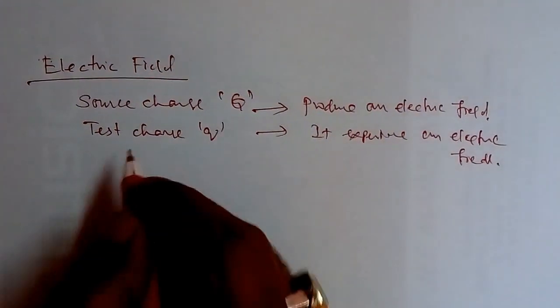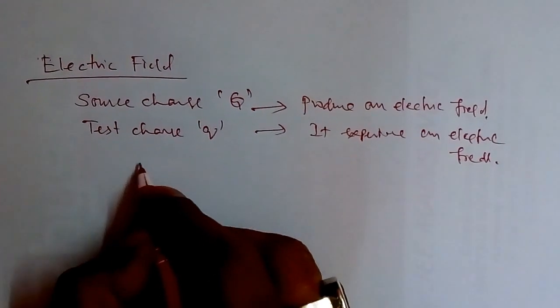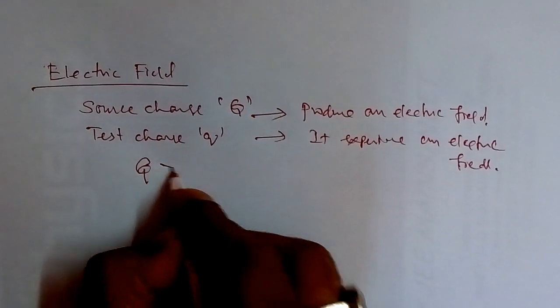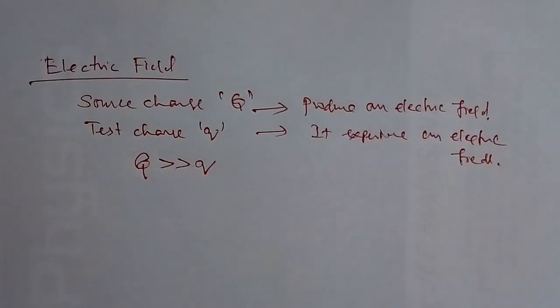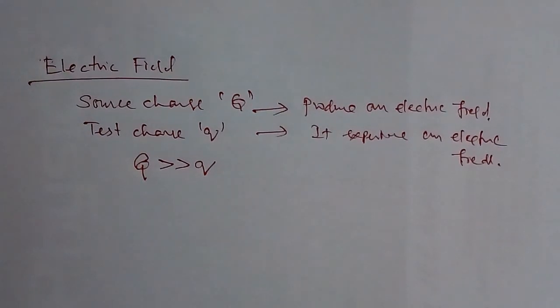Now it is very important that our source charge should be very much greater than the test charge small q. Why? Because if the magnitude of test charge is large compared to the source charge, then the electric field produced by the test charge may affect the source charge. So in that case, it is very difficult to find out or define an electric field.